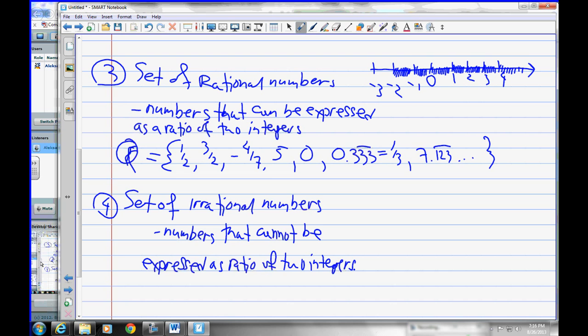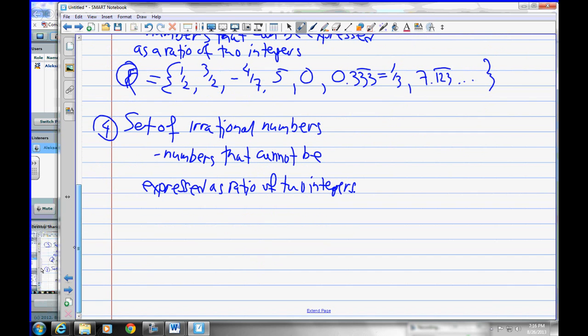There could even be a pattern, but that pattern is just kind of naughty. That probably makes no sense. Let me show you. Let's say you have a number like this, 7.121221222212221. So I'm just increasing the number of twos between the ones. Seems like there is a pattern, but there's no repeated pattern. So that would still be irrational.